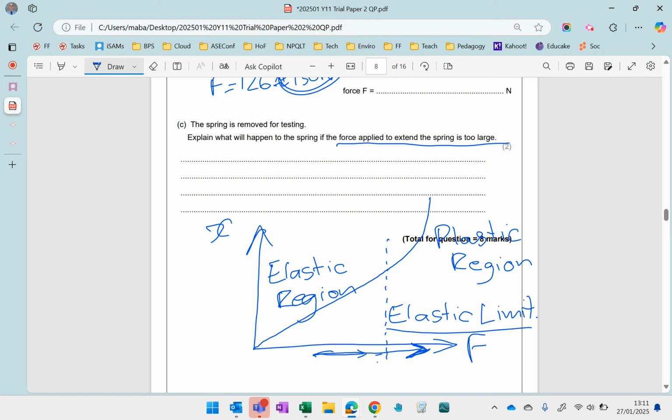And what does plastic mean? It means that it won't return to its original shape anymore. It will be permanently deformed. Even when you remove the deforming force, it will stay permanently deformed.